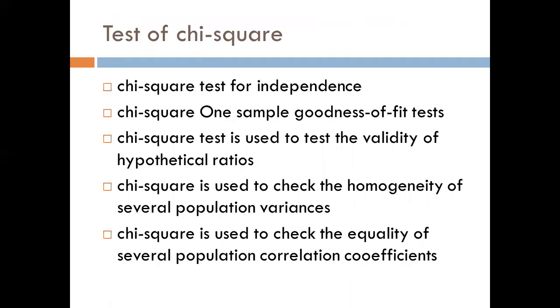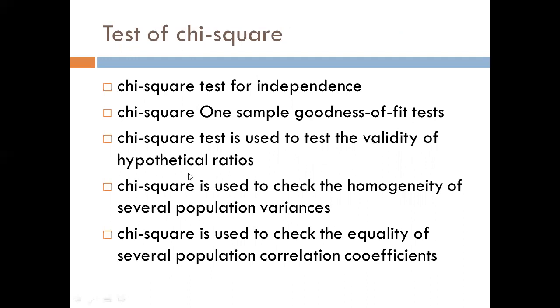Now come to the tests of chi-square. You have a lot of tests for chi-square. Chi-square test of independence: I already told you that chi-square distribution is used to check the independence of two random variables. Chi-square one sample goodness of fit test: you know that in a one sample goodness of fit test we test whether a specific random variable follows a specified distribution or not.